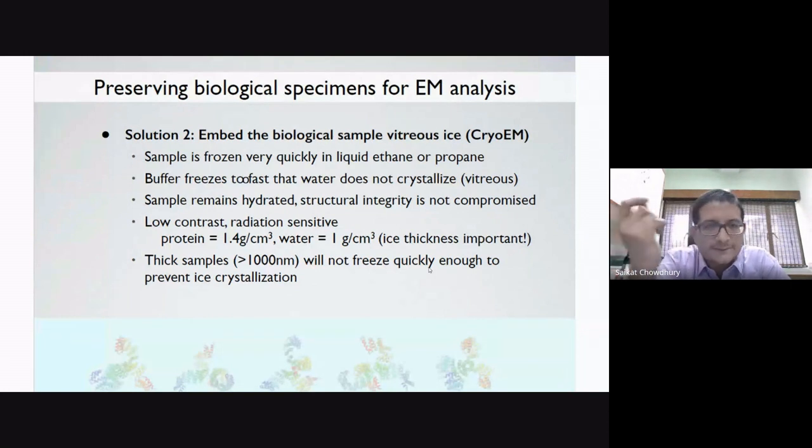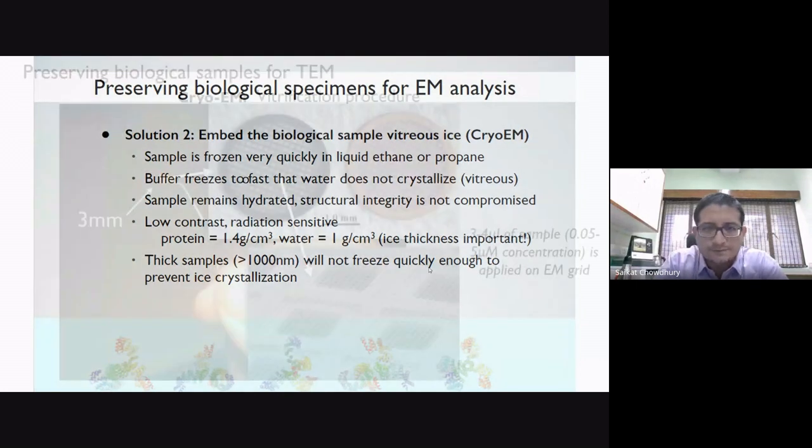We quickly freeze it. And then again, once we freeze it, the level of radiation damage also decreases. But the disadvantage is that we cannot have a very thick sample because it doesn't freeze quickly. Then we have ice crystal formation. Plus, it also prevents the electron beam from going through.